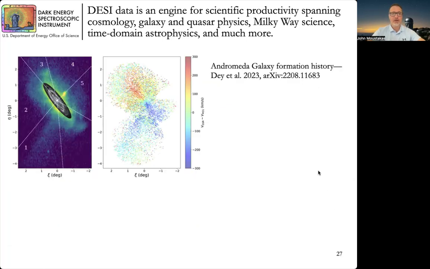And so with DR1, we expect the amount of science that will be done not only by DESI Collaboration members, but also by the broader astrophysics community to continue. So I want to illustrate just a tiny handful of the kind of science that has been done so far with the DESI data. This is a paper from Day et al. that tries to untangle the formation history of the Andromeda Galaxy, our nearest large galaxy. It maps the velocity structure of the halo of the Andromeda Galaxy, and tries to disentangle its accretion history.